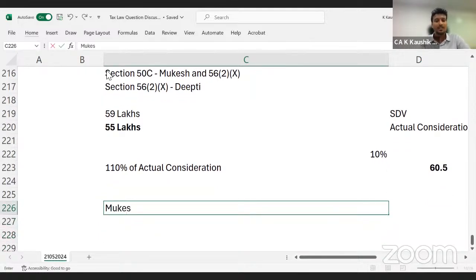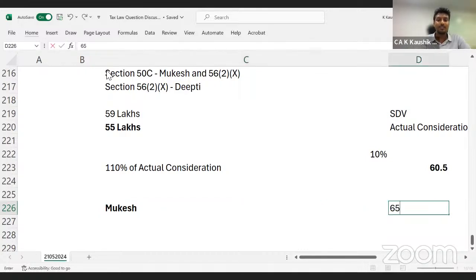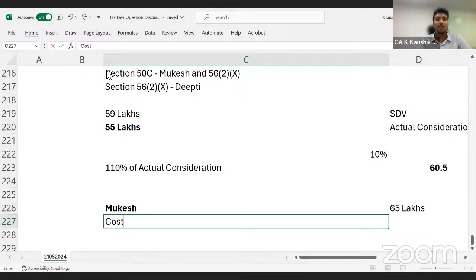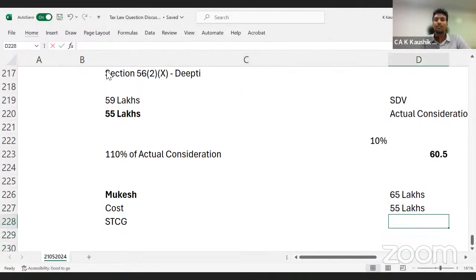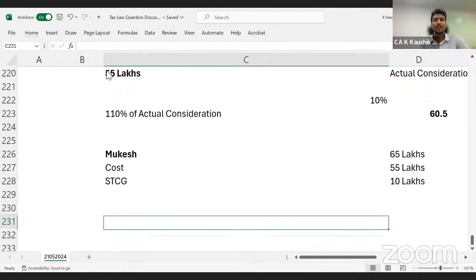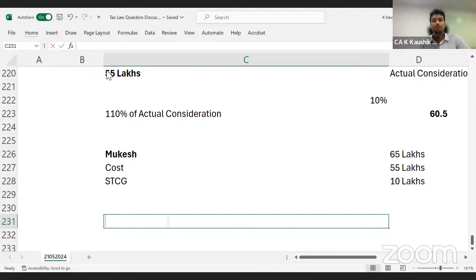For Mukesh, no implication under section 56(2)(x) because he has not received any benefit, as it is within the allowed limit of 110%. But in terms of sale, he has made a sale for 65 lakhs. And what will be his cost? His cost will be 55 lakhs, what he paid. And there will be a short-term capital gain of 10 lakhs in the hands of Mukesh because he sold within 1 year. So the period of holding should be 24 months in order to get the benefit of long-term capital gain. In case of property, since it is less than 24 months, it will be taxed as short-term capital gain of 10 lakhs.